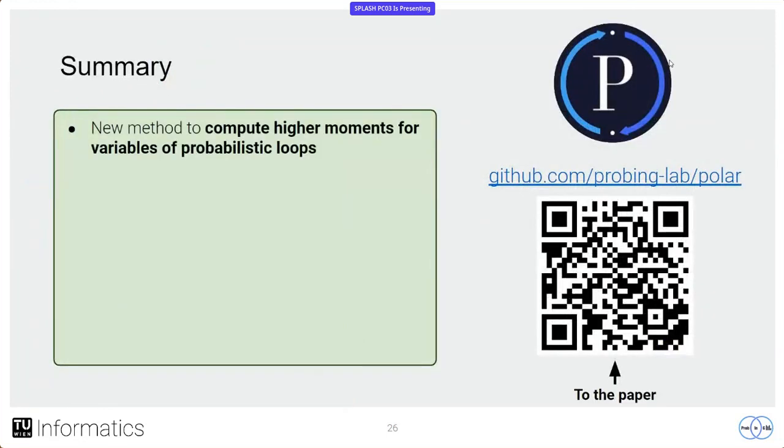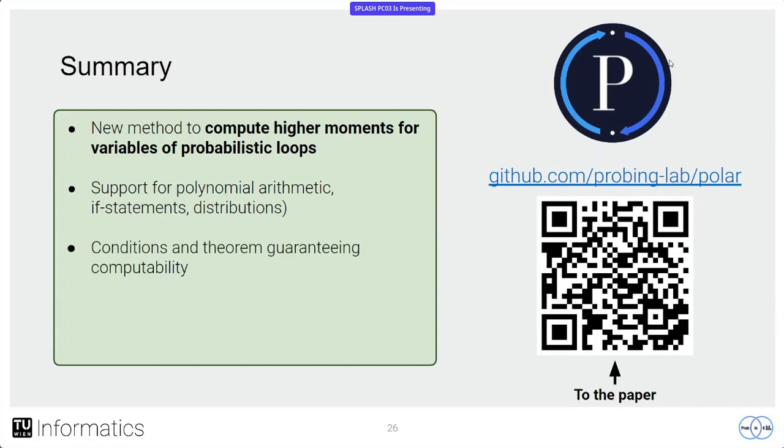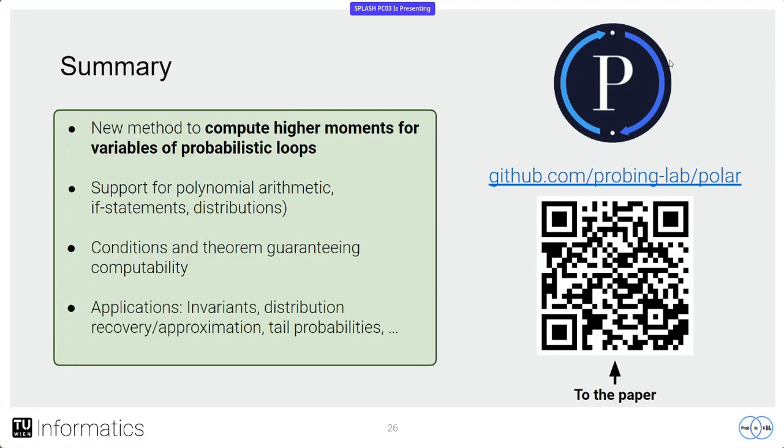So to summarize, there's this tool Polar, check it out. It's publicly available. I presented to you this new method to compute higher moments for variables of probabilistic loops, with support for polynomial arithmetic, if statements, and continuous distributions. We have a computability theorem, and there are then applications of this central method for invariant synthesis, distribution recovery and approximation, computing tail probabilities, and much more.